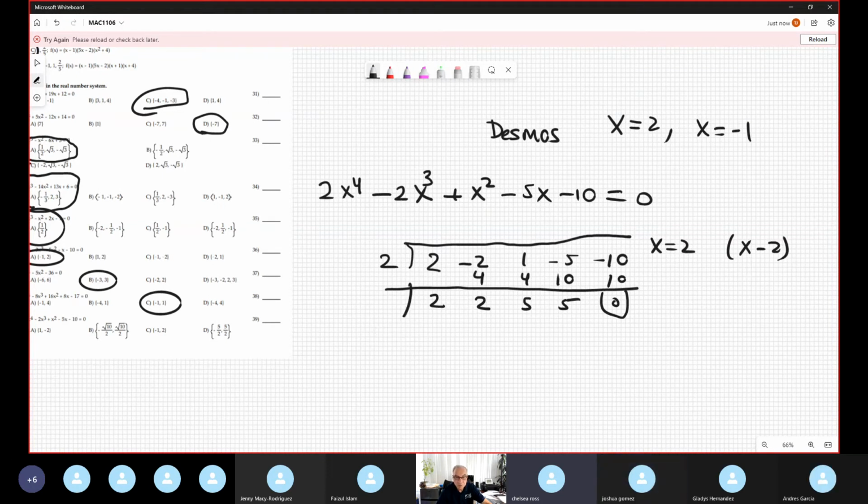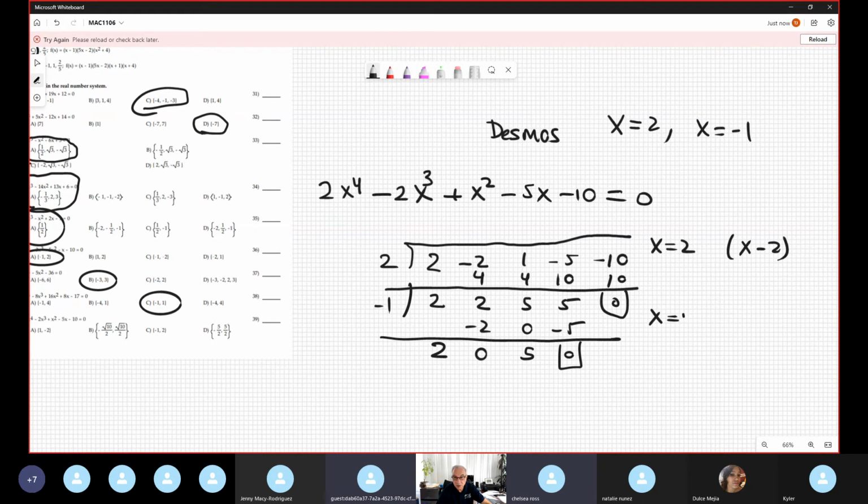Now negative 1, okay, bring down 2, and negative 2. This is 0. You know, when this is 0, it always happens in the complex case. So now 0 times negative 1 is 0. This is 5, it's negative 5, it's 0. Now x equal negative 1, and the factor is x plus 1.